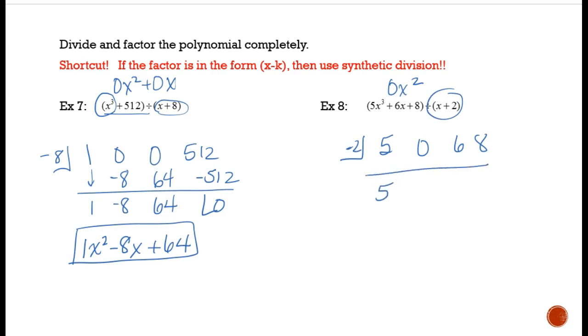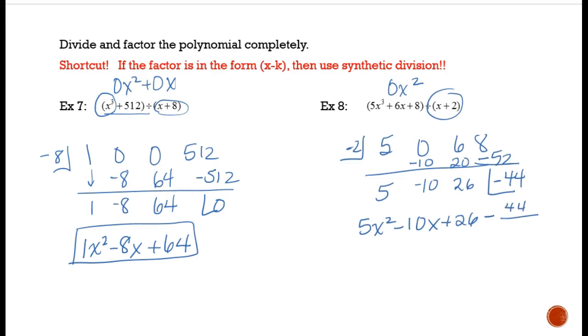All right, so 5 times -2 is -10. -10 times -2 is 20. 20 plus 6 is 26. Times -2 is -52. -52 plus 8 gives me -44. Okay, so if I write my answer, it's going to be 5x squared minus 10x plus 26 minus 44 over what I divided by originally, x plus 2.